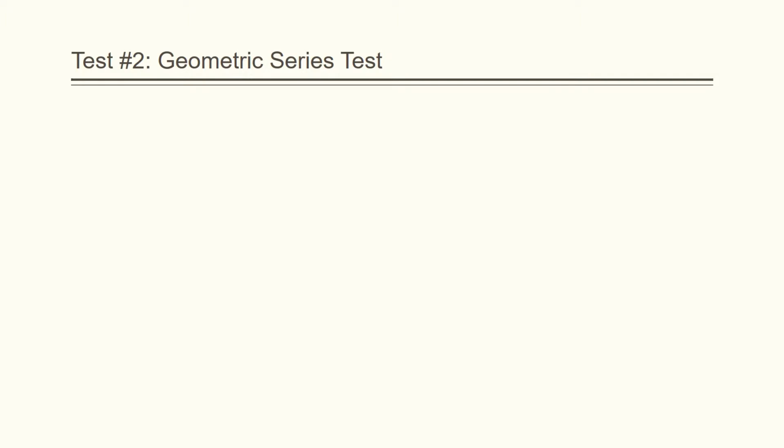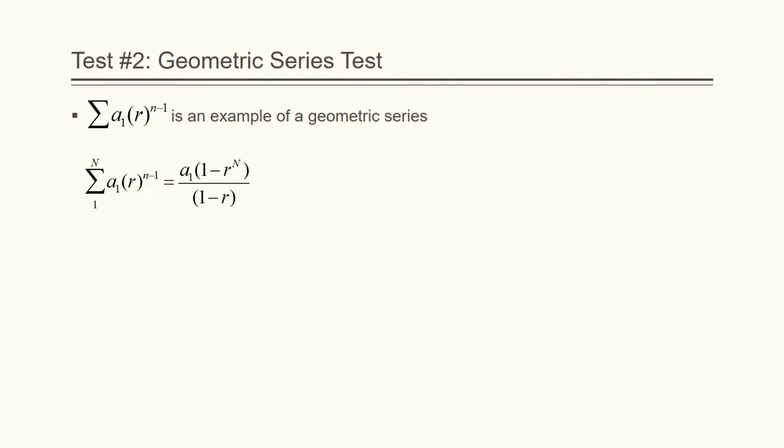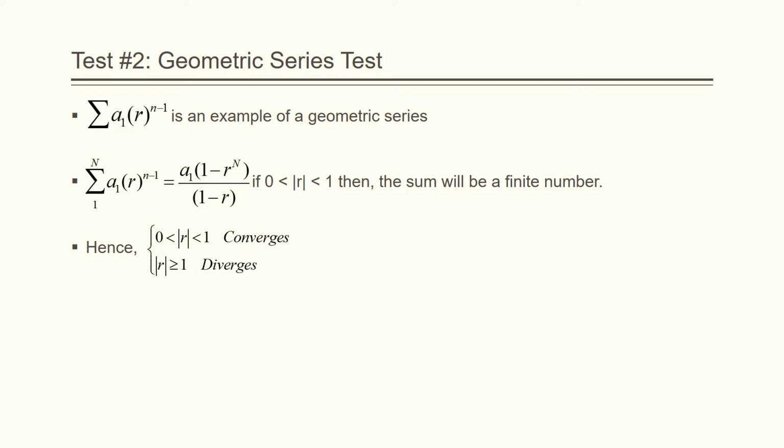Test number 2 is the geometric series test. From pre-calc, we know that this is the form of a geometric series. If we take this and split it up into this equation, and if the absolute value of r is greater than 0 but less than 1, then the sum will be a finite number. Hence, if the absolute value of r is less than 1, it converges. And if the absolute value of r is greater than or equal to 1, it diverges.